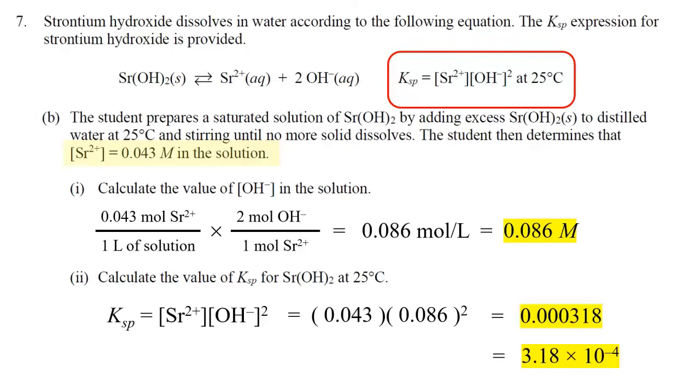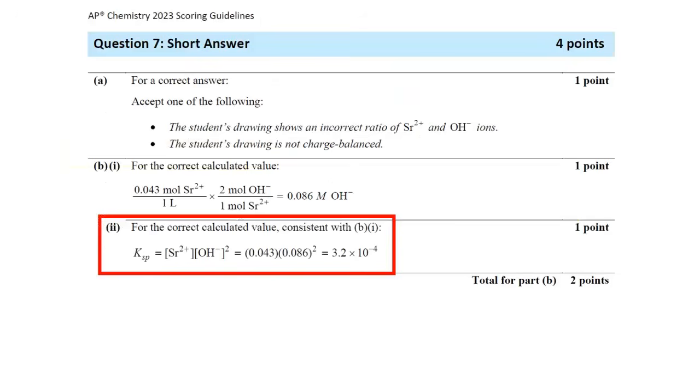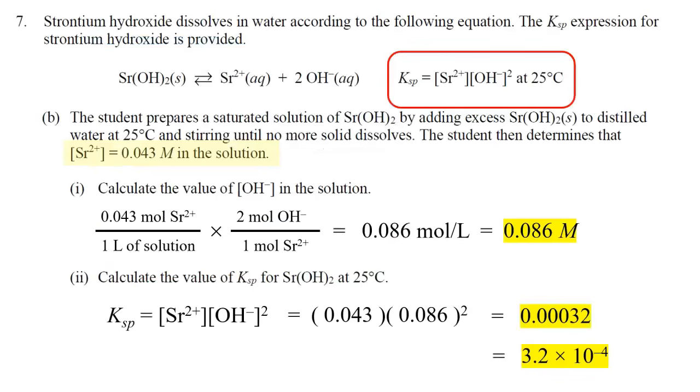Let's go ahead and take a look at the official scoring guidelines for this question, and you can see that that's exactly what they did to calculate the answer. They rounded off their final answer for Ksp to 2 significant figures. So again, the answer to part B-I is 0.00032, or in scientific notation, 3.2 times 10 to the negative 4.